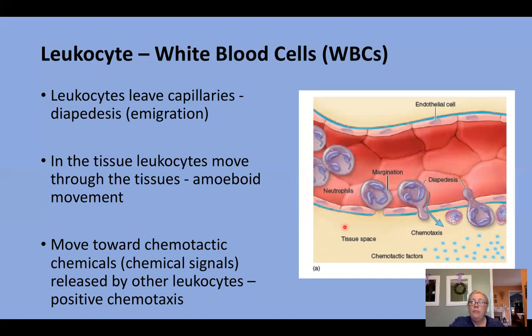And the process of movement towards these chemical signals is referred to as positive chemotaxis. Positive meaning towards, because if you're going towards something, it's positive. If you're going away from it, it's negative. So positive means towards. Chemo refers to a chemical cue, and taxis means movement. Like you take a taxi somewhere because it's movement towards. So movement towards a chemical cue is positive chemotaxis.